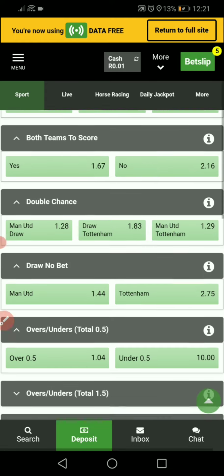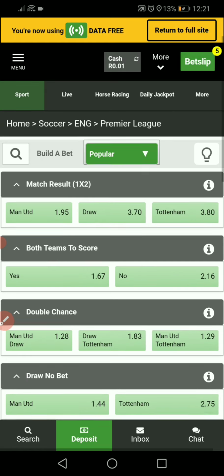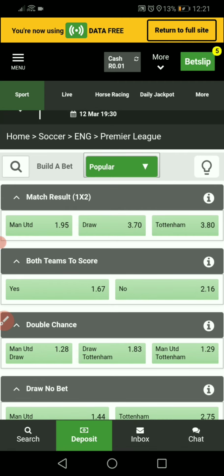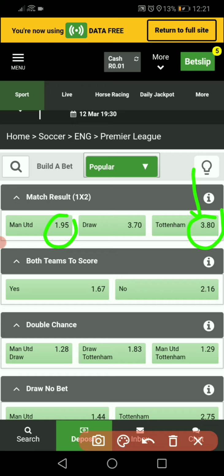Okay, guys. Let's go. As you can see, look at the odds here. Look at this one. This one is a small team, and this one is a big team. Now, what I'm trying to say, this team and this team. Here we're having 1.95 and here we're having 3.80. They are not far from each other, guys.